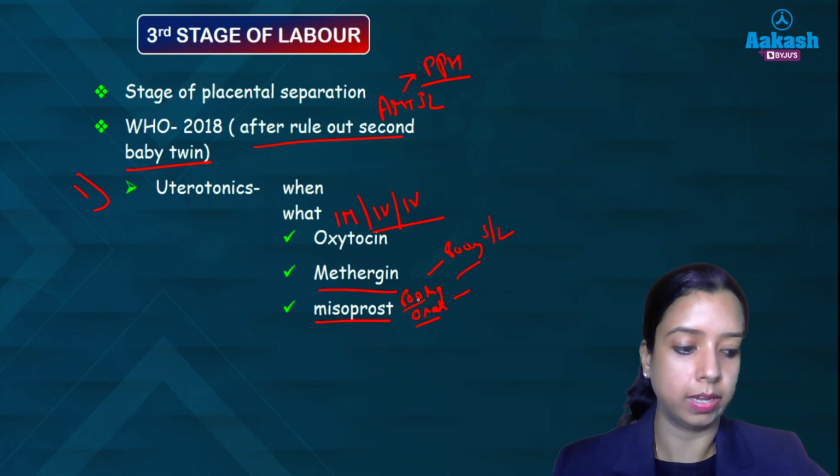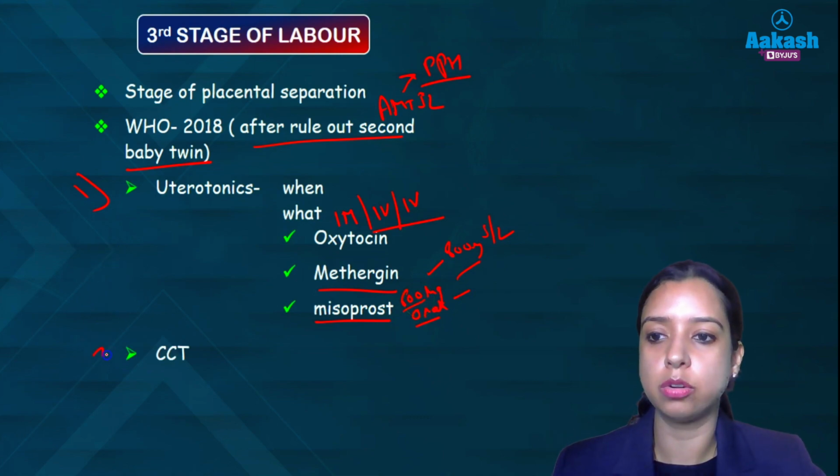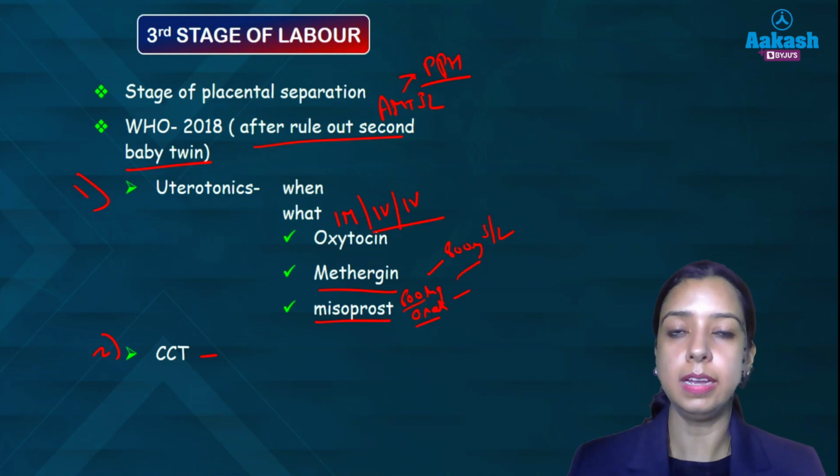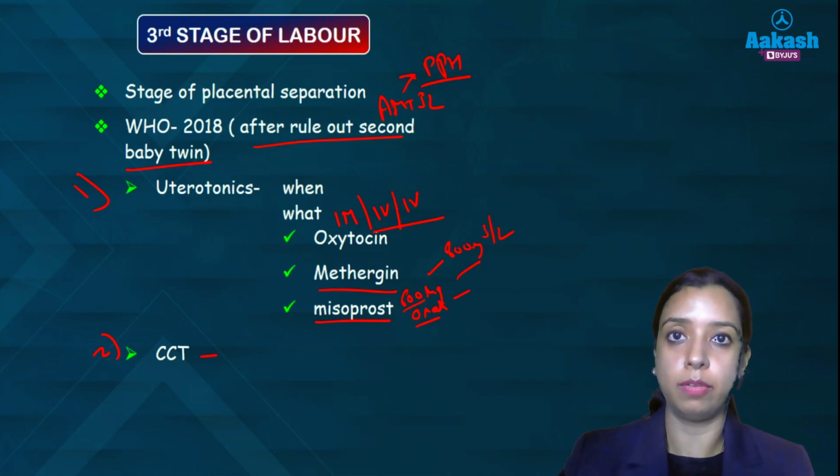So this is uterotonic. Next most important step is the controlled cord traction. Controlled cord traction has to be done only when there is a skilled birth attendant there, first thing, and one hand should always be on the fundus. Why? Because uterine inversion can happen. So one hand will be on the fundus and the skilled birth attendant should always do the controlled cord traction.